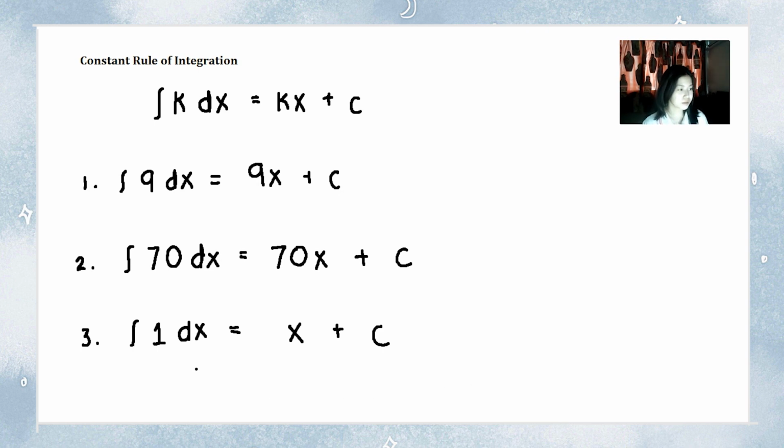For our second example, the integral of 70 dx is equal to 70x plus c. And lastly, number 3, the integral of 1 dx is equal to, we repeat the same thing again, x plus c.